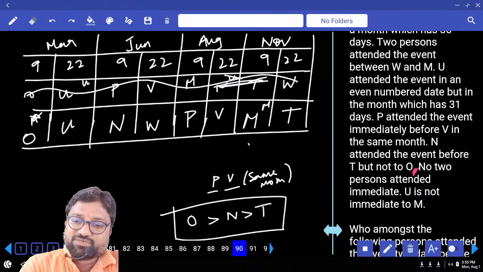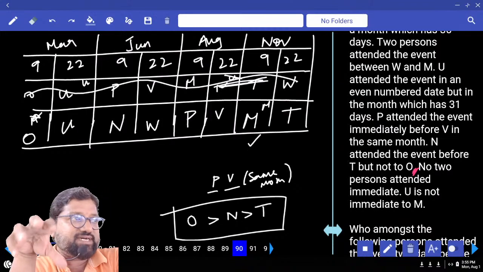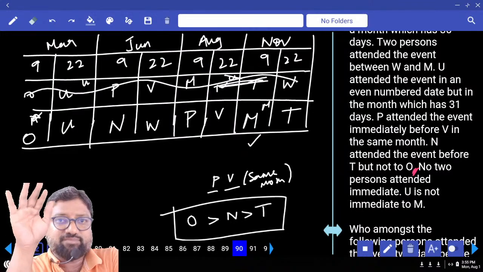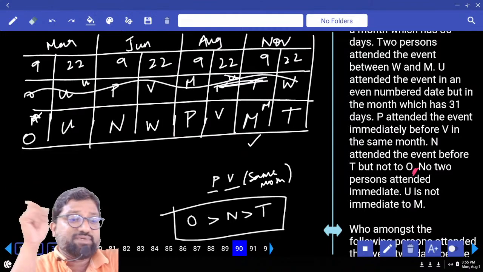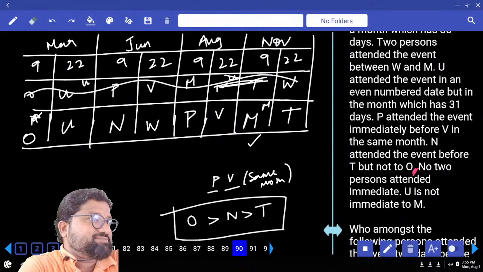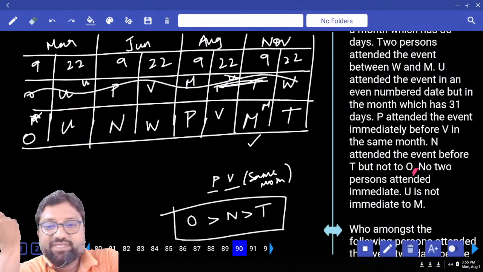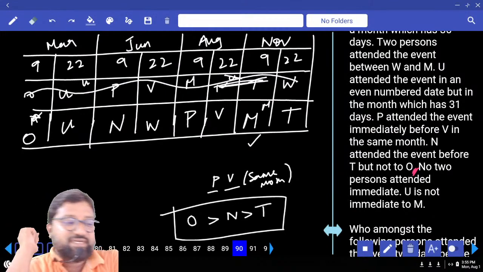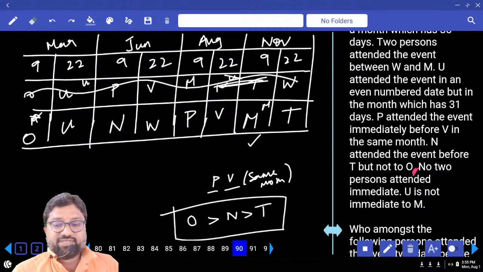So by taking M here, the answer came. If I didn't get the answer by taking M in the place of November, then I still had a possibility. What was that possibility? We would have gone for M in March 9th. But luckily, we got the answer by taking M on November 19th. Understood everybody? Yes or no?